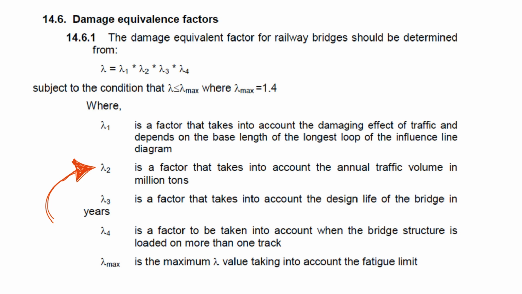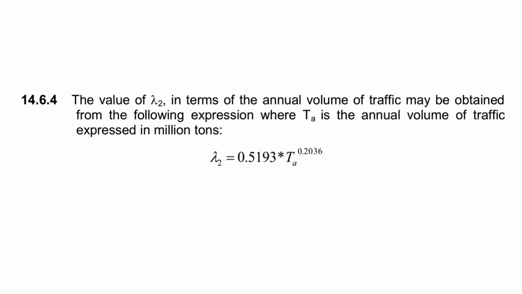Next damage equivalent factor is lambda 2, which is a factor that takes into account the annual traffic volume in million tons. Lambda 2 formula is given under Clause 14.6.4 of Appendix-G. It is calculated as per this formula. Here, TA is the annual volume of traffic expressed in million tons.